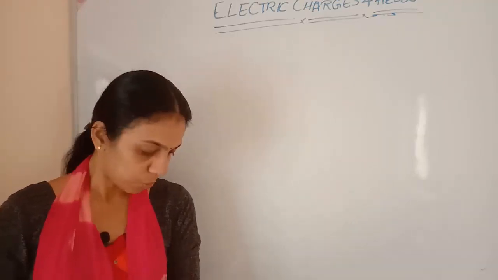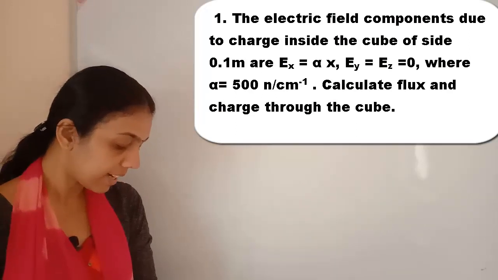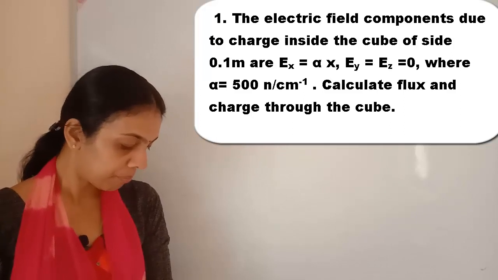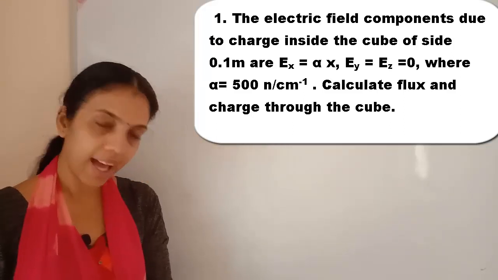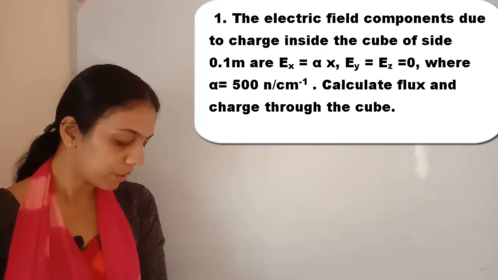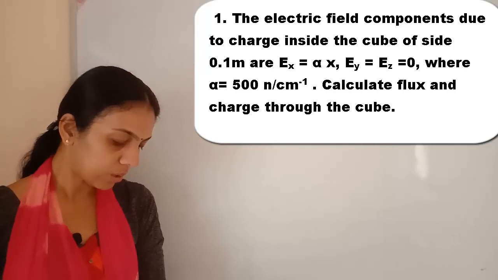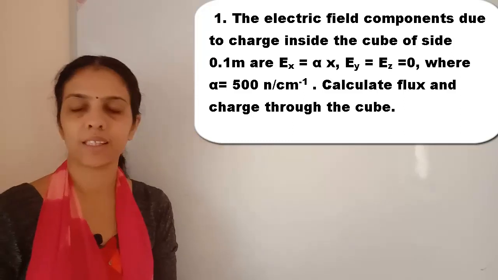The first question was: the electric field components due to a charge inside the cube of side 0.1 meter are Ex equals alpha x, where alpha equals 500 Newton per coulomb meter to the power minus 1, Ey equals 0, Ez equals 0. Calculate the flux through the cube and the charge inside the cube.